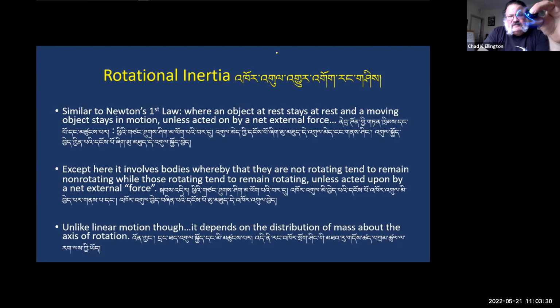One of the differences about rotational motion versus linear motion is that how the mass of this object is distributed around the rotation axis has an effect on my capability of changing its state of motion.